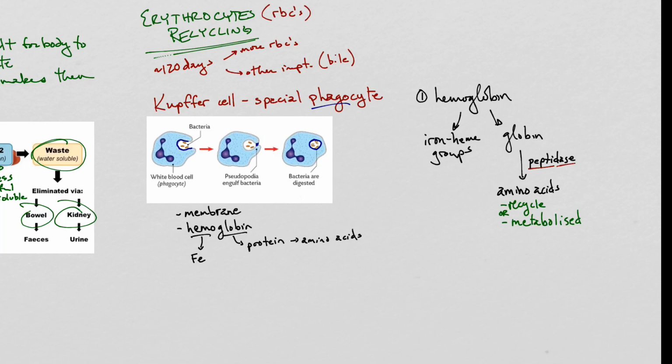All right. The iron heme group isn't just iron. There's a little bit of another molecule there. And so this iron heme group will get broken down into its iron. And the other part of it is something called bilirubin.